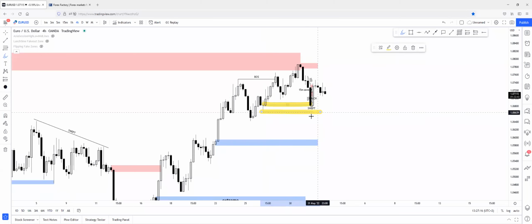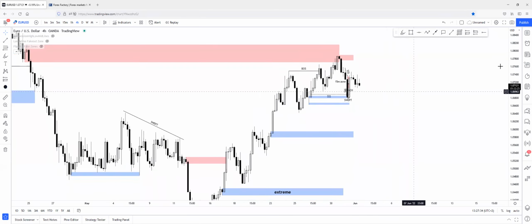This is a 15-minute demand zone. This is a 15-minute zone refined from this 4-hour candle. And after a mitigation of this candle and after a liquidity sweep, there was a huge reversal to the upside, as you can see. The footprint is literally in front of you. Tap, V-shape, reversal. This is a V-shape again.